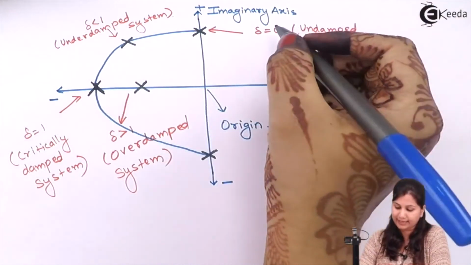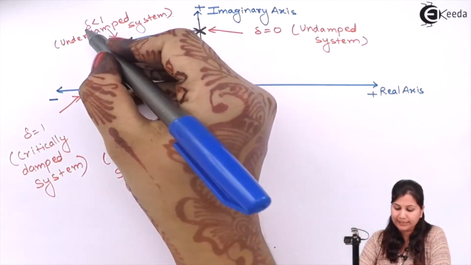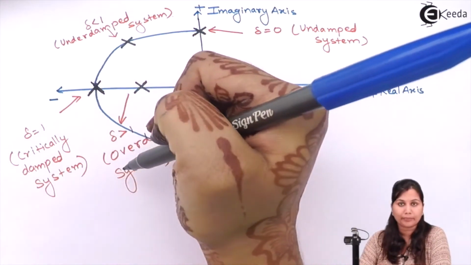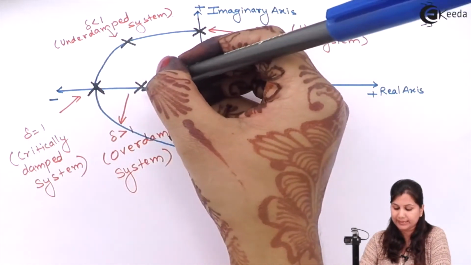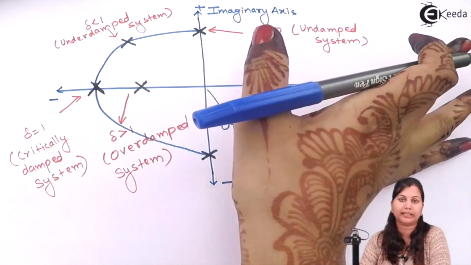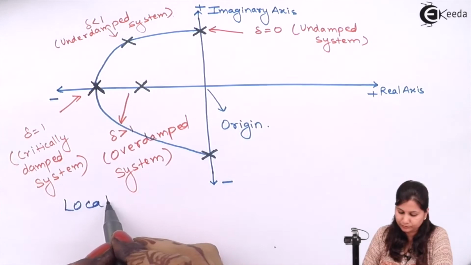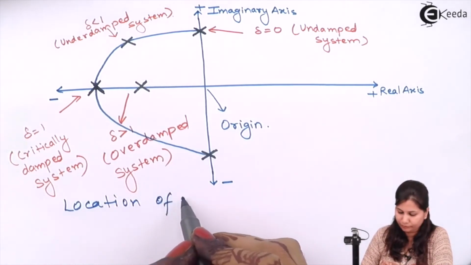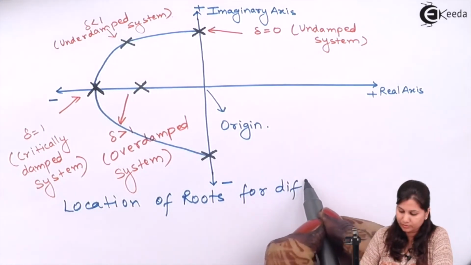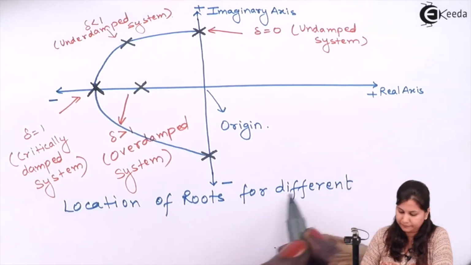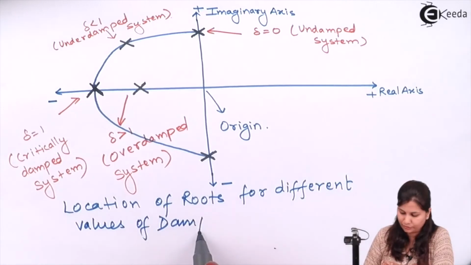Let's summarize: when del is equal to 0, the roots are imaginary. When del is less than 1, the roots are complex. When del is equal to 1, the roots are real and equal. And when del is greater than 1, the roots are real but different. So this is the location of roots for different values of damping ratio.